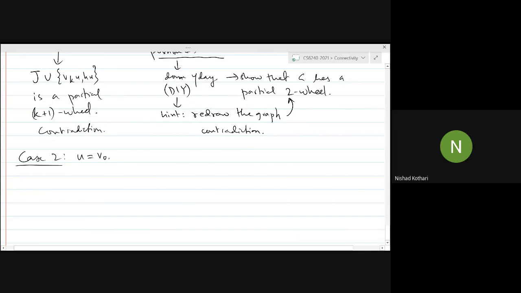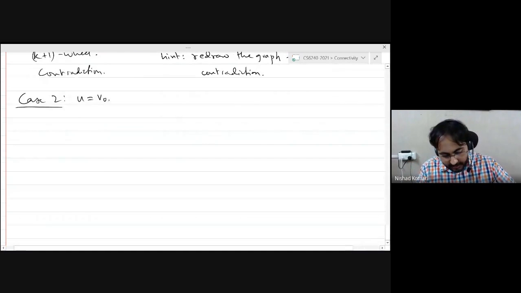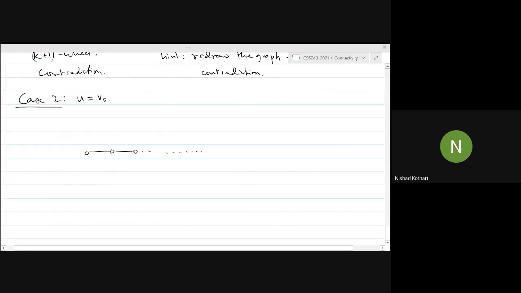Okay, let's not jump to the conclusion that the graph is a wheel. I know some of you may want to. We need a small argument to jump to that conclusion. So let's draw the picture. v1, v2, v3, vk minus 1, vk. Okay, you've got the hub h.